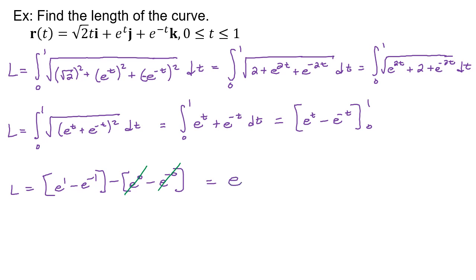And you're left with e to the 1 is just e. E to the negative 1 is 1 over e, so you could do 1 over e, or you could leave it as e to the negative 1, whichever one you want to do. But that would be the length of your curve.